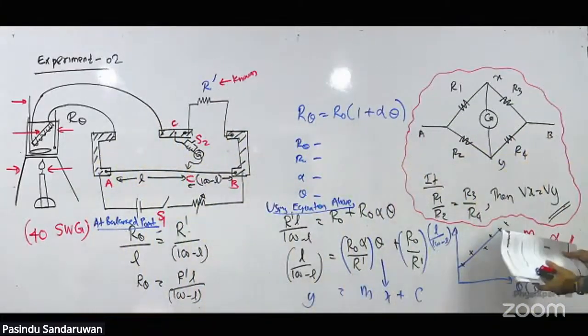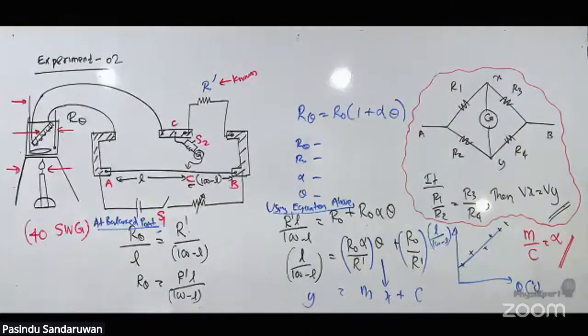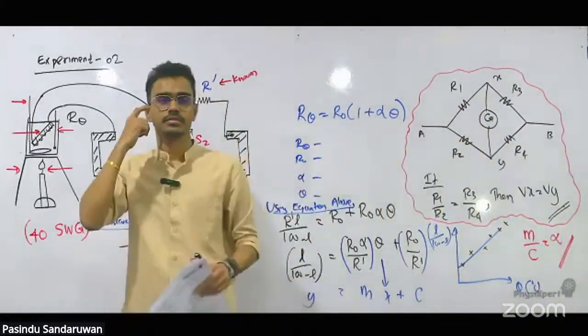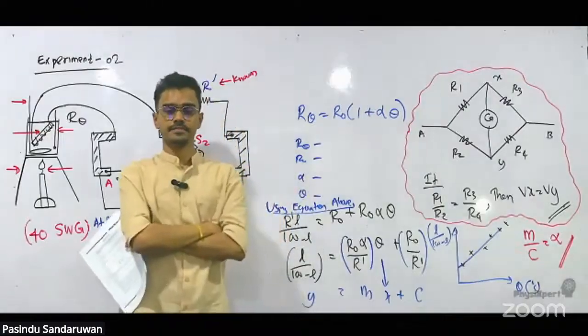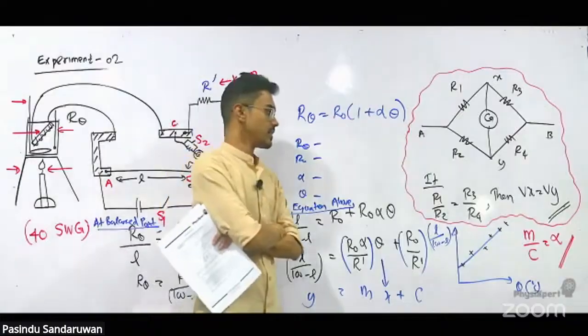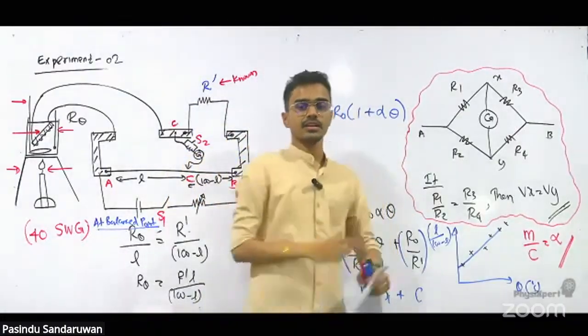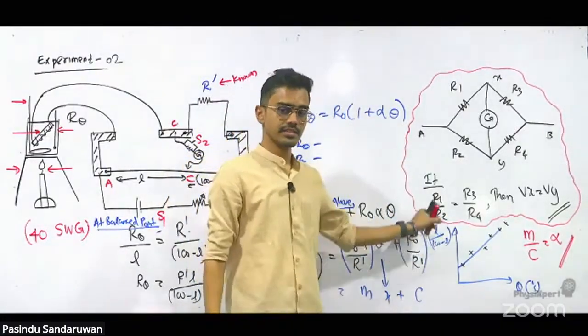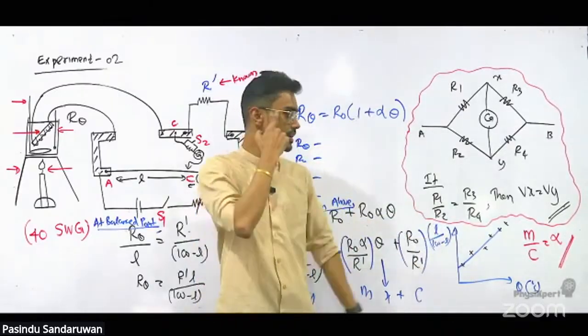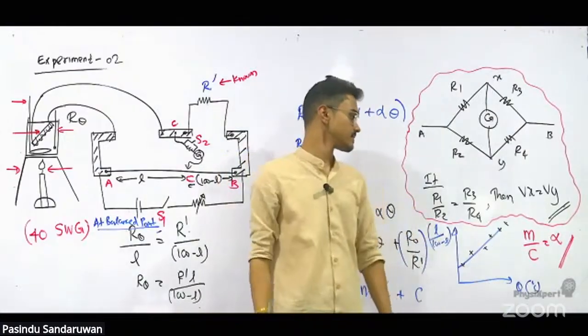Then plot the graph and mention this also. From that, the theory part is over. For the graph, make sure you have labeled axes. This axis is unitless, that is why no unit is mentioned: length over length is a ratio, so it is unitless. This axis is in degrees Celsius.